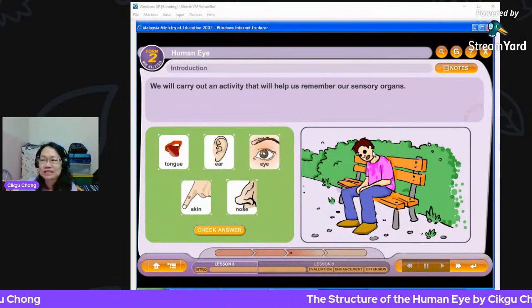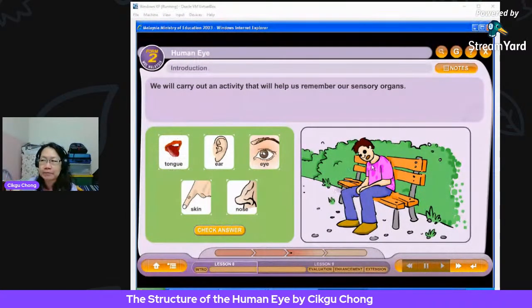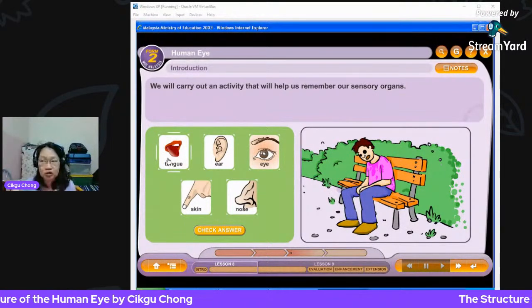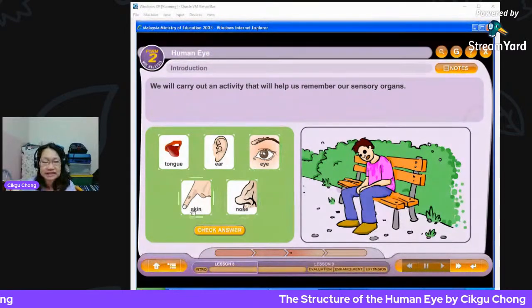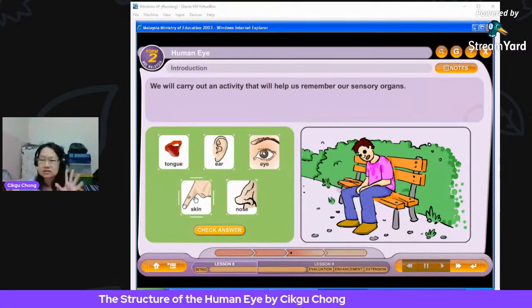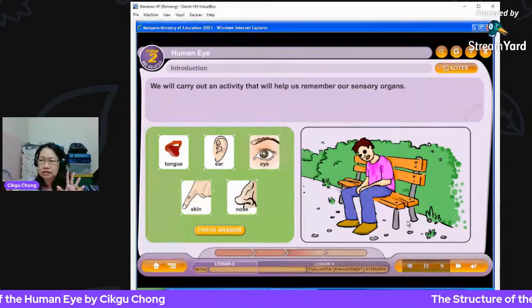Now, this boy is sitting on the park bench. Here you can see these are the five senses: the tongue, the ear, the eye, the nose, and the skin. Just like I mentioned to you, we have five sensory organs. Now, this boy was sitting at the park bench and suddenly a mosquito came. See what happens.